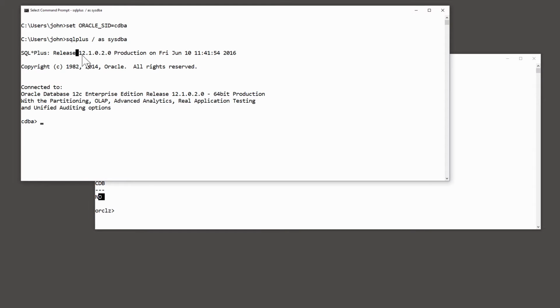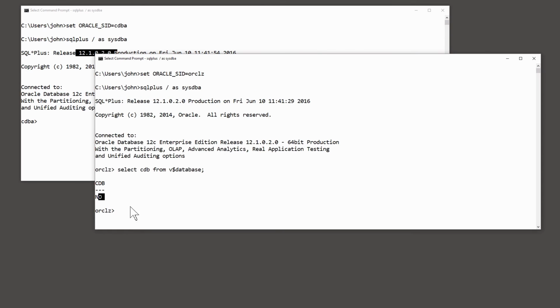I also have a database called CDBA. That is also 12.1.0.2. An important point here, the release of the CDB must be equal to or higher than the release of the potential PDB. In this case, both database instances are running off the same Oracle home, so there's certainly no problem.